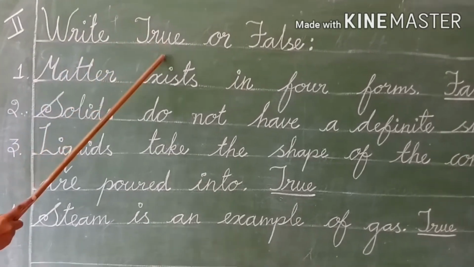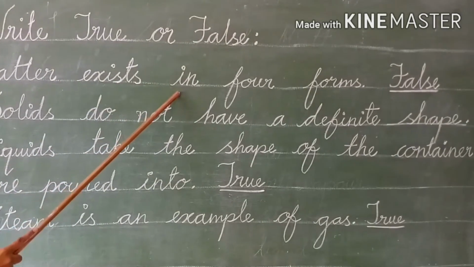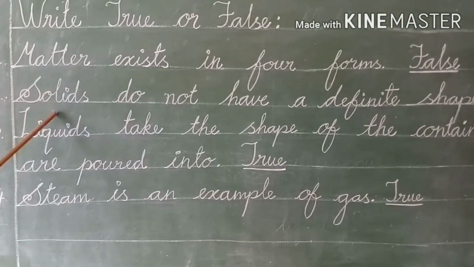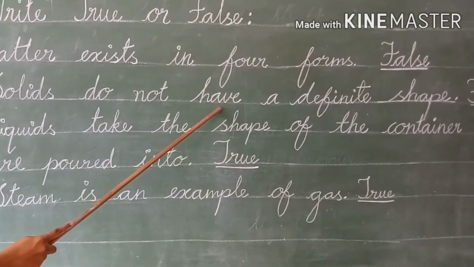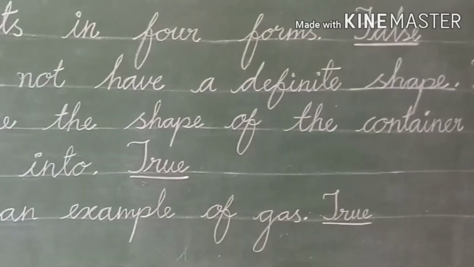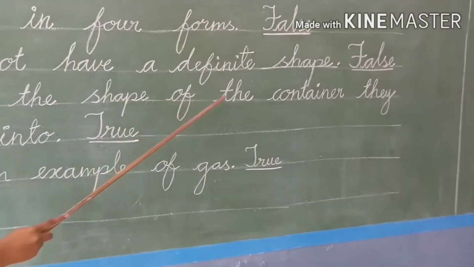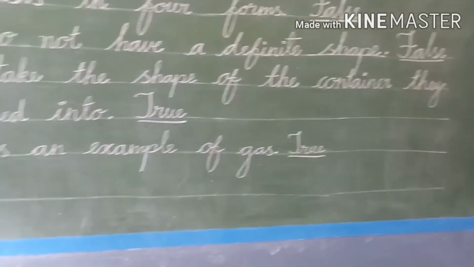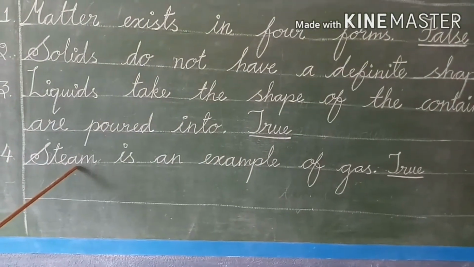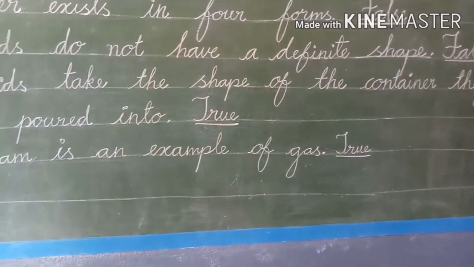Second pattern is write true or false. First one is matter exists in four forms. Answer is false. Second one is solids do not have a definite shape. The answer is false. And the third one is liquids take the shape of the container they are poured into. Answer is true. The last one is steam is an example of gas. The answer is true. Right, children? Yes.